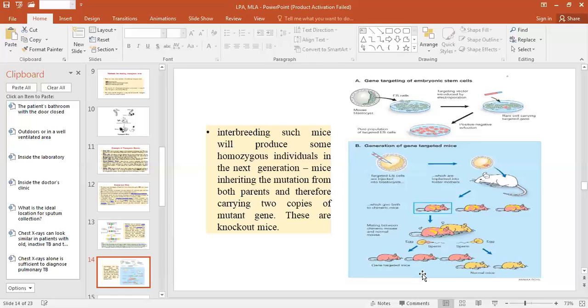When sperm from the chimeric mouse fertilizes a normal egg, some of its offspring will carry a single copy of that mutant gene. These mice will have the same colored fur as the mouse whose DNA was altered originally. Here you can see this is the normal mouse and this is the altered mouse, meaning gene knockout, so gene targeted mouse.